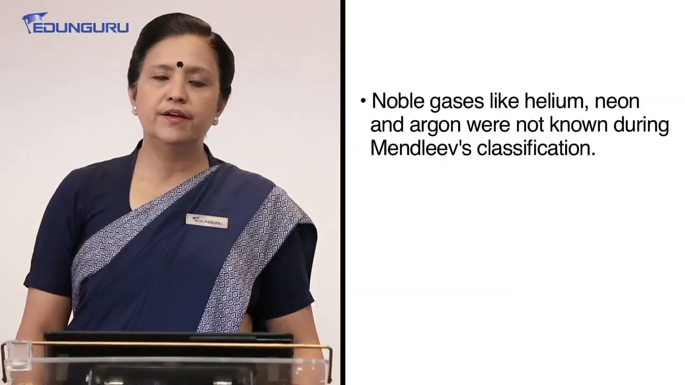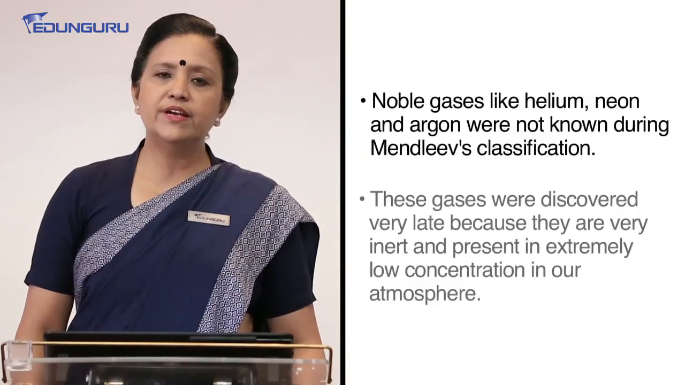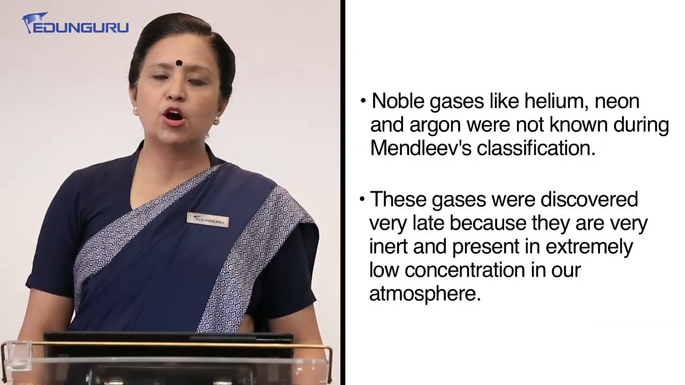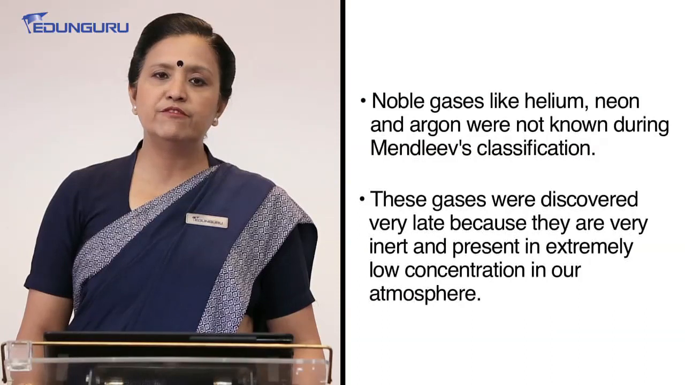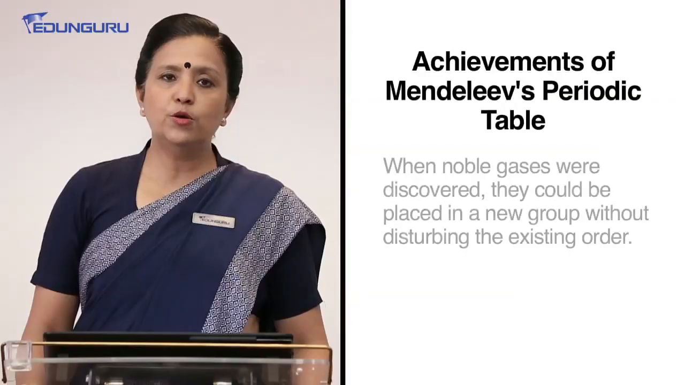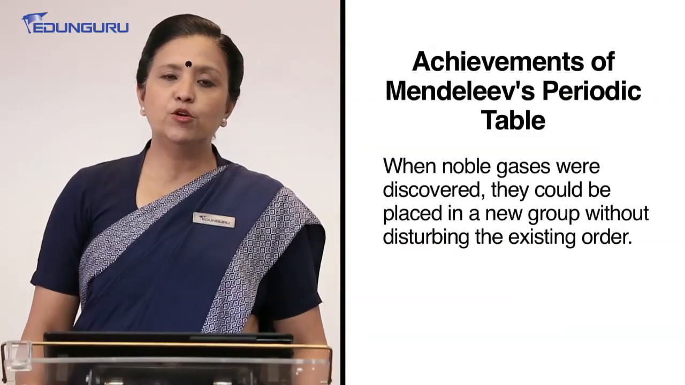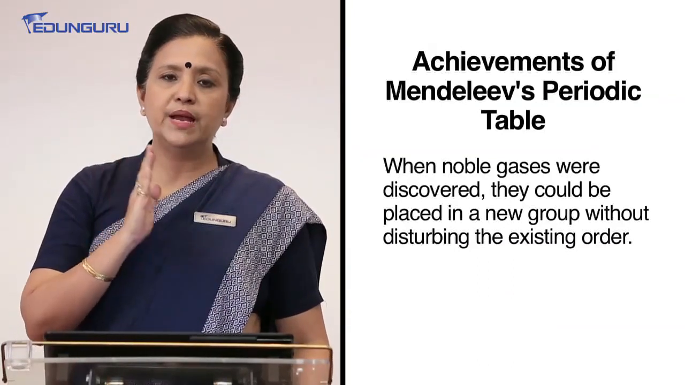Noble gases like helium, neon, argon were not present when Mendeleev gave his classification. They were discovered much later because of their inert nature and because they are present in a very small percentage in the atmosphere. But the best part was that when noble gases were discovered, they could be placed in a different column without disturbing Mendeleev's periodic table.